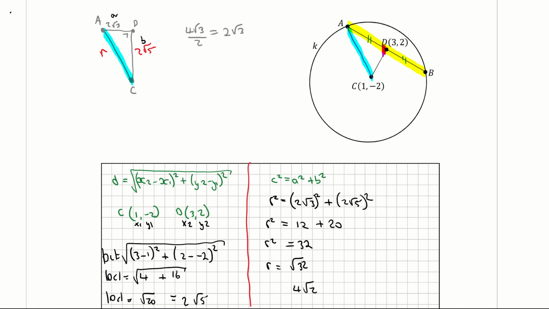And if you scroll back up to the top of the question, it said give your answer in the form A root B. And that's what we've just done. We have it as 4 root 2. Okay, scrolling down now to part B.